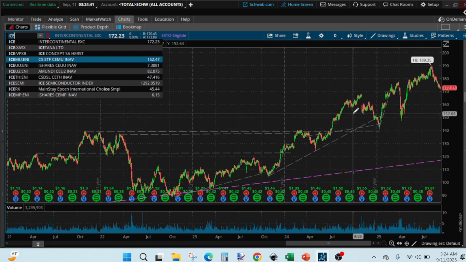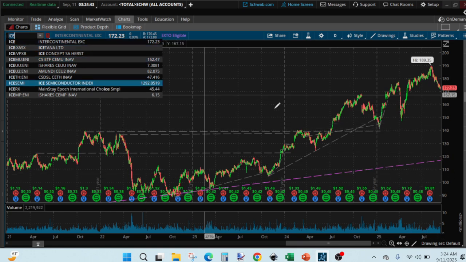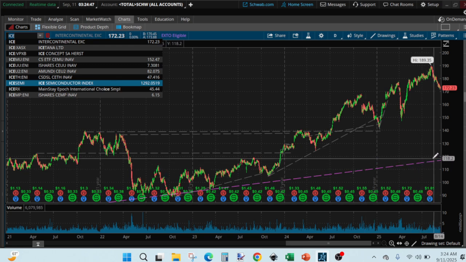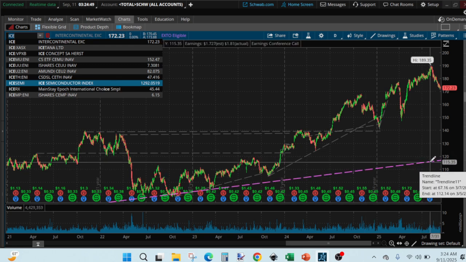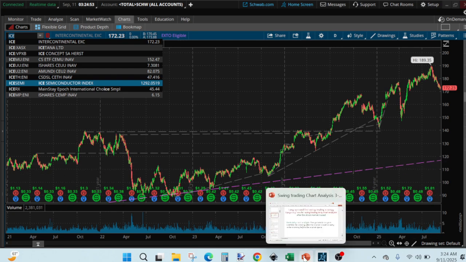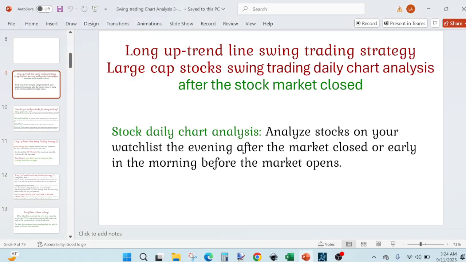Within the three that we analyzed, the one that is around the trend line, the support line, the value line, is GWW. But again, we purchased it already, therefore we are not going to purchase it again. So that is how I do my daily chart analysis of those large cap stocks.